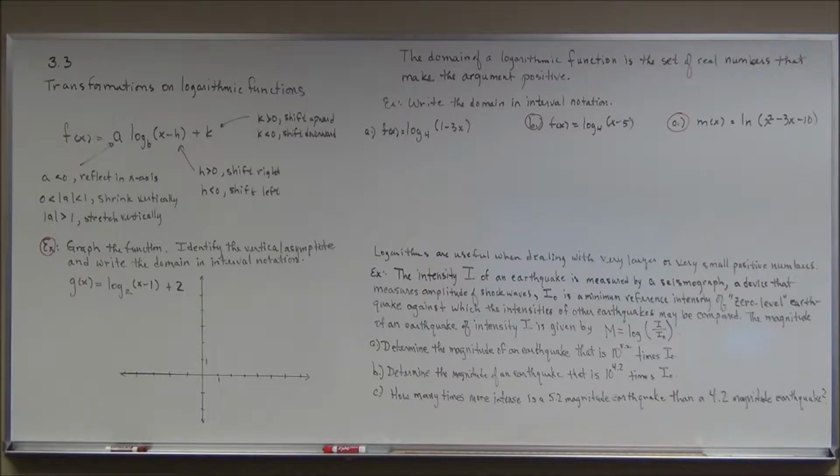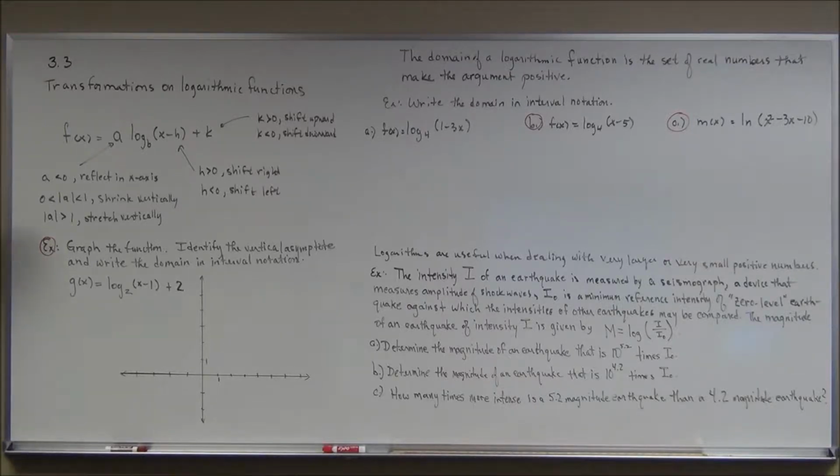Alright, now we're back into section 3. This is the video that picks up from where the last one left off, in that we were looking at graphs of some very basic logarithmic functions. And now we're going to consider what might happen if there's a transformation or multiple transformations done to the function.